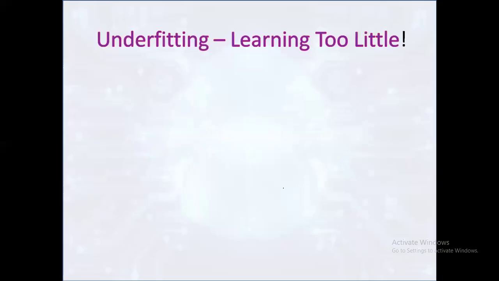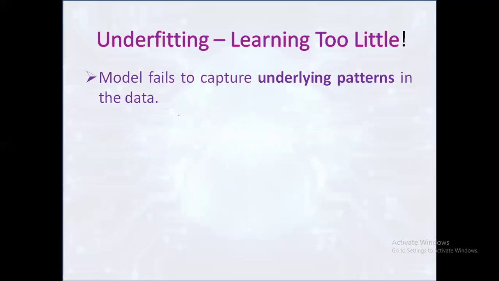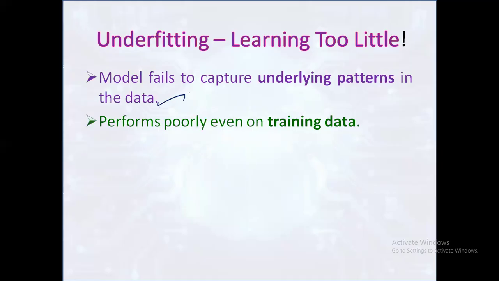Next, underfitting. That means the model is learning too little. What will happen? Underfitting happens when the model fails to learn underlying patterns in the data. Even during training, it cannot capture the trends that connect input to output, resulting in poor accuracy. This type of model cannot generalize well because it never properly learned from the training data itself. It is not just failing on new data, it is also failing on the data it was trained with.